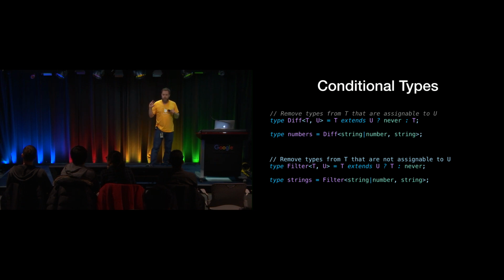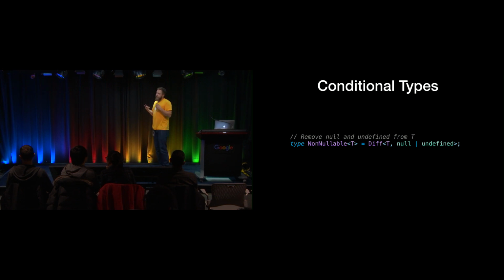So you just flip that never and T around. And if it extends U, now we'll return that T. Otherwise, we'll return never. And this way, it acts as a filter from a more complicated type. So for example, if we want to filter from complicated types something that's assignable to strings, we will use this filter, right? Does it make sense? Right? Good. OK.